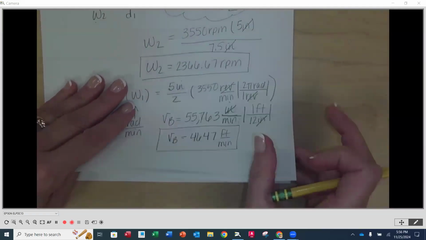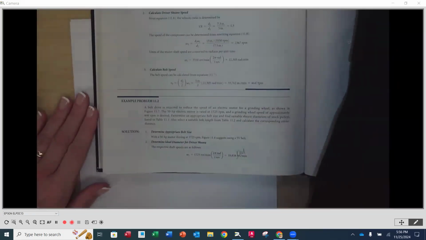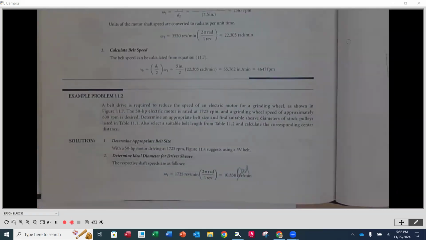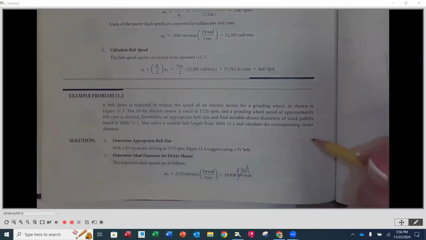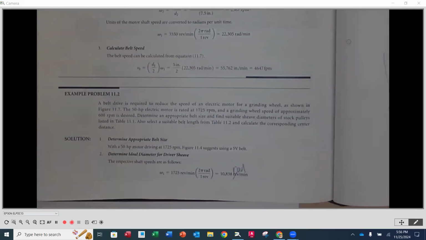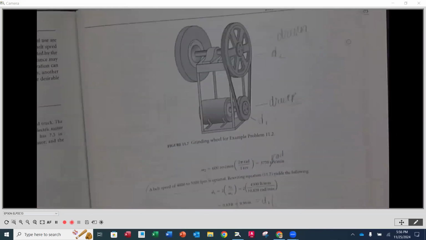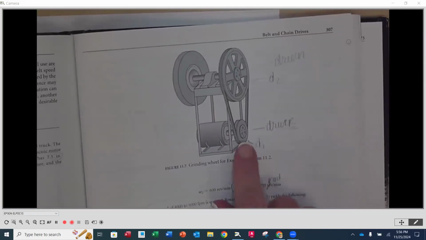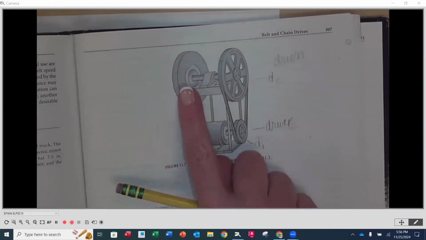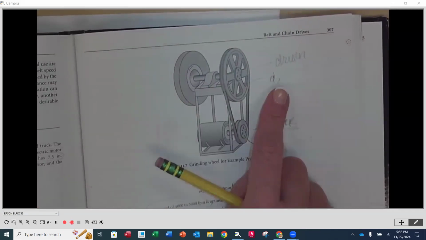Let's take a look at our second example, which is going to be 11.2. So right below that, here's another example that we're going to be looking at. And the illustration, they do have a picture of this one on the next page at the top of the page. We'll look at it in just a bit. It says we have a belt drive required to reduce the speed of an electric motor for a grinding wheel as shown. So up here is our illustration. This is going to be our driver. This is the motor. And up here is the grinding wheel. This is going to be our output or our driven machine.